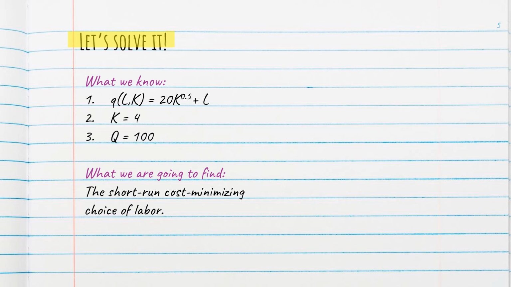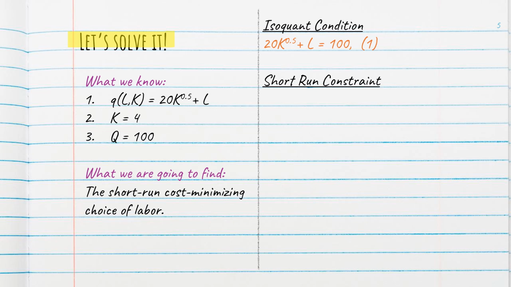So when it comes to one of these questions, there's really two conditions that have to hold. We have to make sure that we are on our isoquant, we're meeting our production goal, and we're going to represent that by setting our production function 20K^0.5 + L equal to our goal of 100 units. We'll call that equation 1. At the same time, we know that we have an additional constraint, and that constraint is that capital is fixed at 4 units. We'll call that equation 2. So to solve this question, all we're going to do is substitute our short run constraint into our isoquant condition, essentially finding the point along our 100 unit isoquant where K is equal to 4.